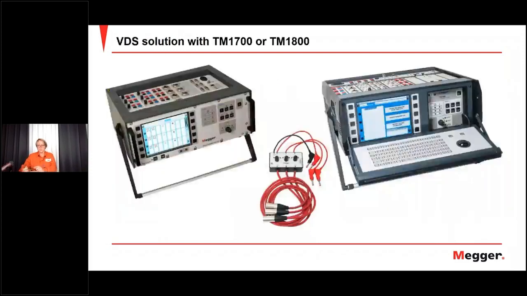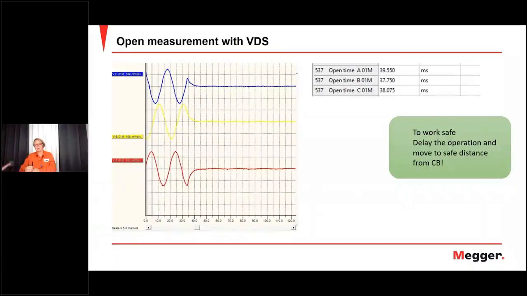But to use this, you need a bigger analyzer. You need Team 1700 or Team 1800 because you need analog channels. You need 3 channels to measure this. And here is an example of how it can look. You get results as a result list, but also as this graph. So this is an opening.